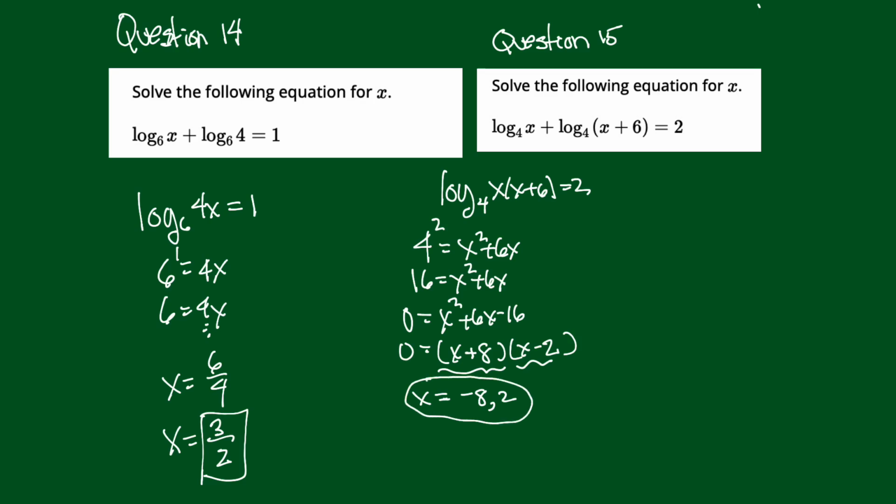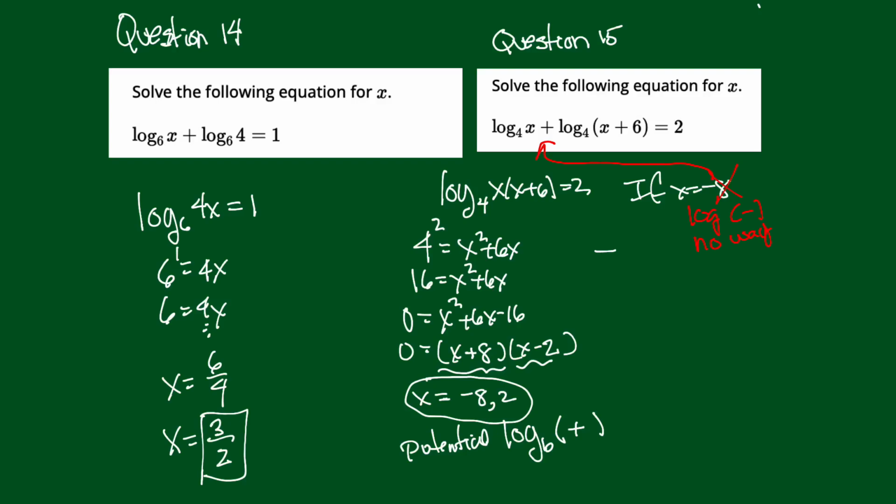However, be careful. These are just potential solutions. I need to check because of the properties of logarithms. When you take the log, any base, whatever you put inside there has to be positive. So we have to be sure that when we put these numbers, negative 8 and 2, into that original expression, we get the log of a positive. Now, right away, if x equals negative 8, what do you get when you put that negative 8 in here? In that case, I will get the log of a negative number, no way, so that is out. Negative 8 is not going to work.